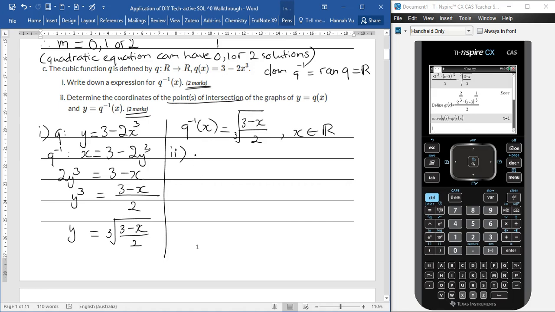So another way, if you don't have the CAS and you have to do it by hand, you could solve q of x equals x, or you can solve q inverse of x equals x, because any point of intersection between a function and its inverse has to occur on the line y equals x. So you have that, even though to be fair, I'm still doing it in CAS anyway.